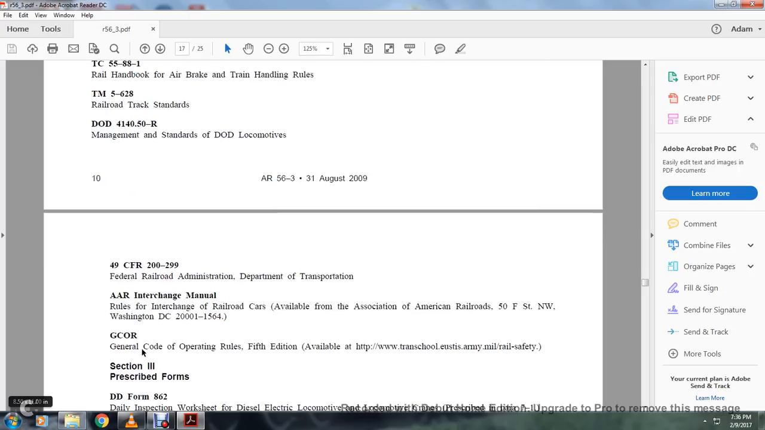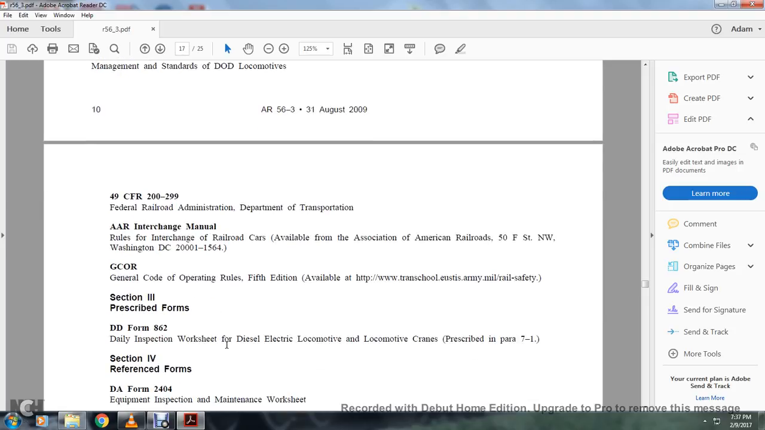Department of Defense Locomotive. Title 49 CFR 200 through 299, Federal Railroad Administration, Department of Defense Transportation. Rules of Interchange, Railroad Card, available from the Association of American Railroads, 50 F Street, North Washington, D.C. 20001-1564. GCOR, General Code of Operating Rules, 5th Edition. Army Rail Safety.